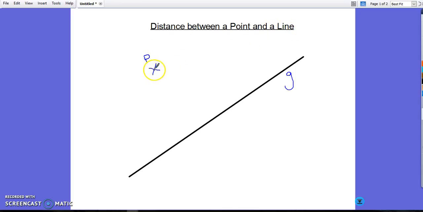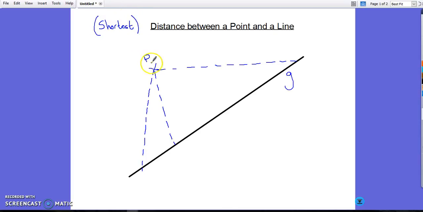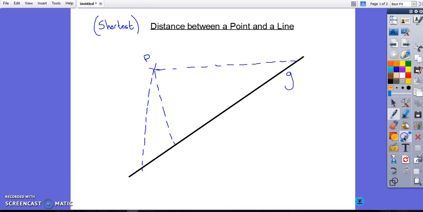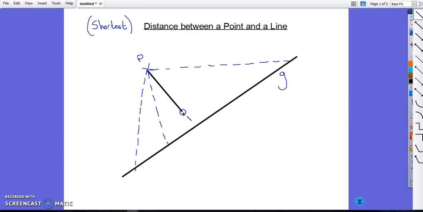And I could see you thinking, well, which distance? You know, if G has infinitely many points on it, then of course we could be looking at this distance here, this distance here, this one here, and all of these lines are different lengths. So which one do they mean? Well, the distance between a point and a line, if you're ever asked for this, always means the shortest distance between the point and the line. And the shortest distance between a point and a line is always the one that is perpendicular to the line.